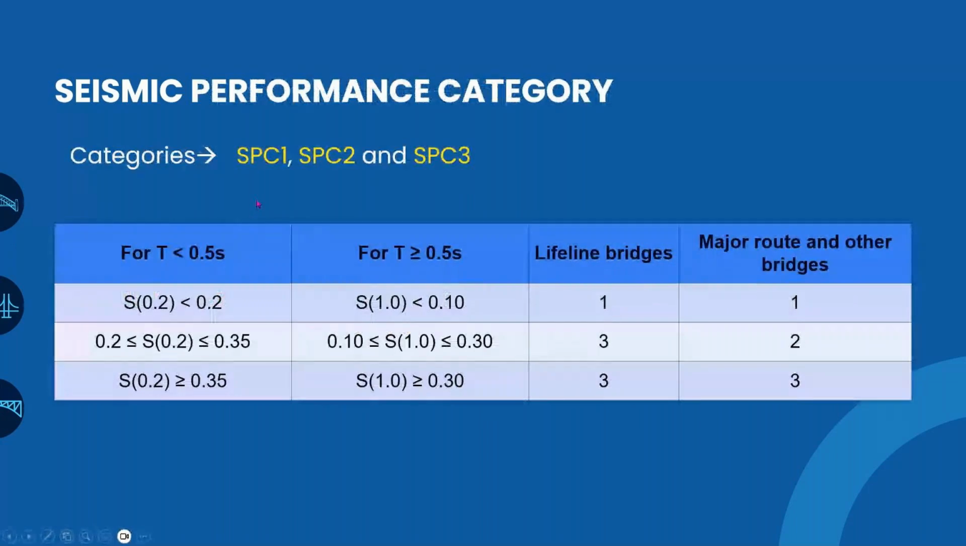Then basically, there are three seismic performance categories that we are having. Let's say, for example, the fundamental time period of the structure is less than 0.5 seconds. Say a structure has a fundamental period of 0.3 seconds and SA between 0.2 and 0.35 g, and it is a lifeline structure. In that case the seismic performance category will be 3. So on this basis the seismic performance category is classified.